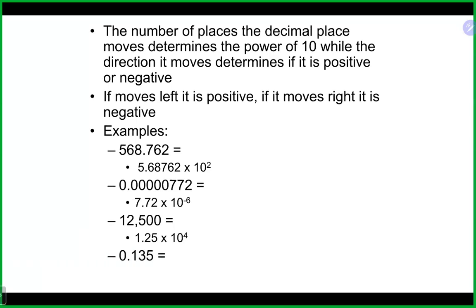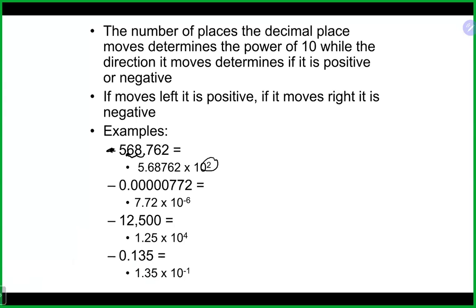All right, so let's take a look at some of these, again, scientific notation examples. None of these numbers are negative. That's just from PowerPoint. But here we do need to go 1 and 2 places to the left. And we will end up with 5.68762 times 10 to the positive 2. Again, a large number will give us a positive exponent.